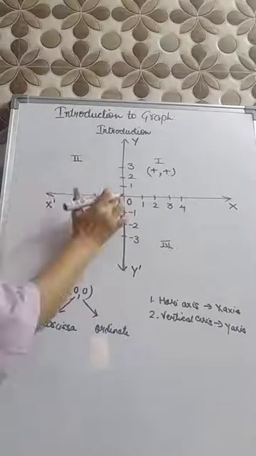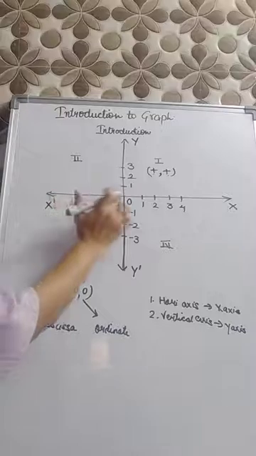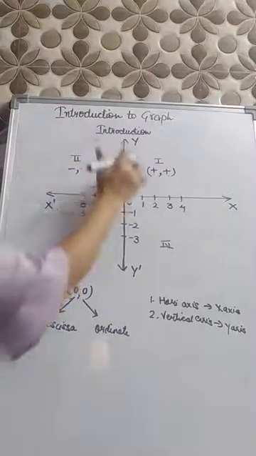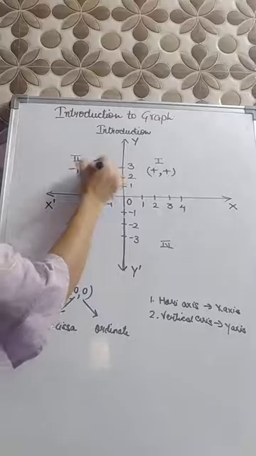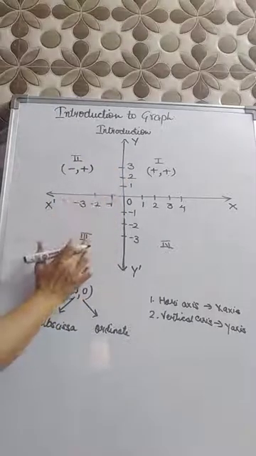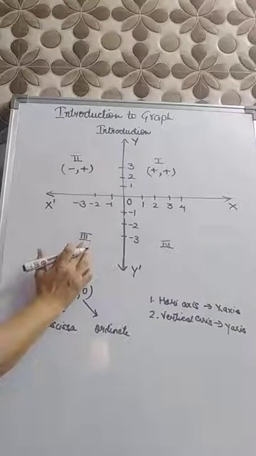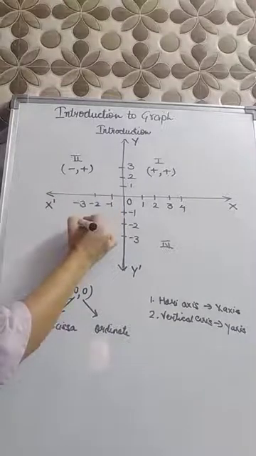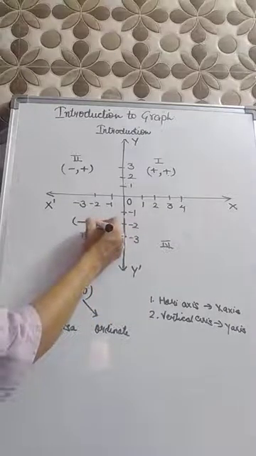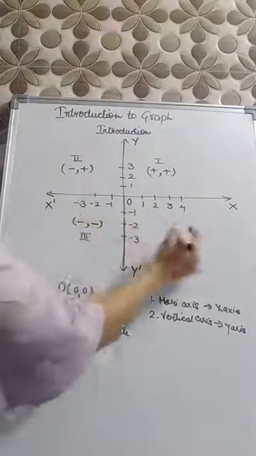In the second quadrant, you can see that we are having negative numbers for x-axis. So for the negative, I have written minus. For the y-axis, you have positive numbers. So the sign is minus plus. Now let's decide about the sign of the third quadrant. On x-axis, you have negative numbers. On y-axis, again you have negative numbers. So you have sign as minus minus.